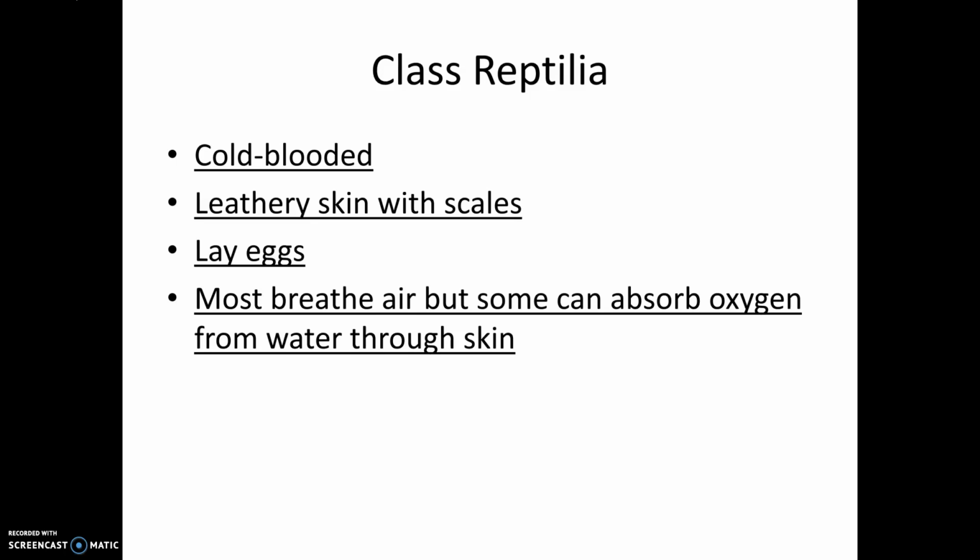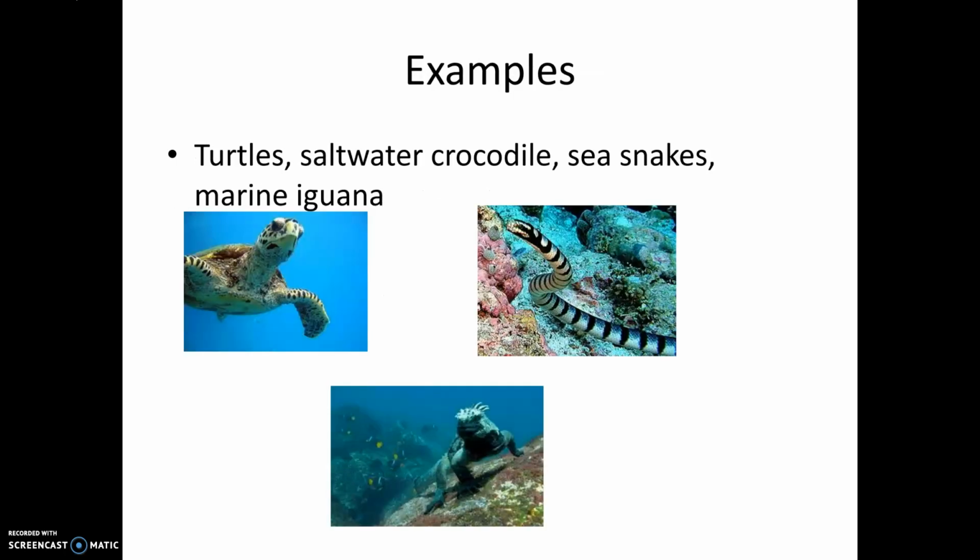But in very rare cases, we're going to see some absorbing oxygen from the water through their skin, which is a really unique adaptation. But for the most part, we are going to see air breathers using those lungs. And again, cold-blooded, leathery skin, and they are going to lay eggs. There are a couple different types of examples of this class, and I want to go into some specific detail here. The examples that we're going to go into a little bit more detail here are going to be turtles, saltwater crocodiles, sea snakes, and the marine iguana.